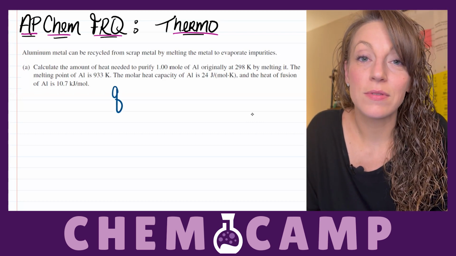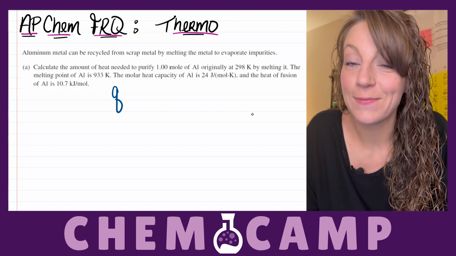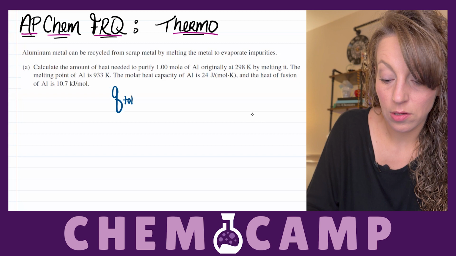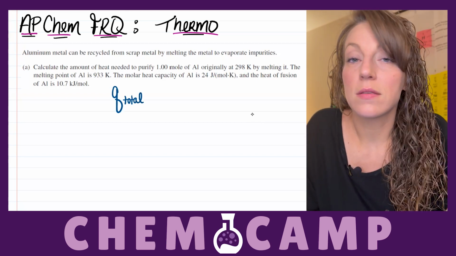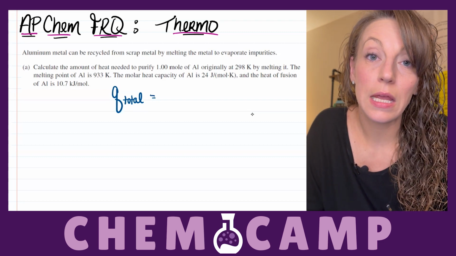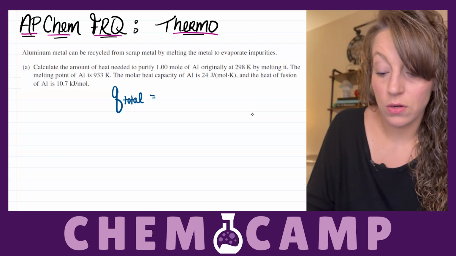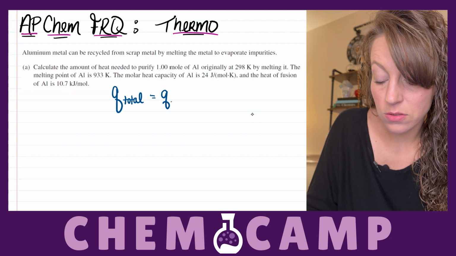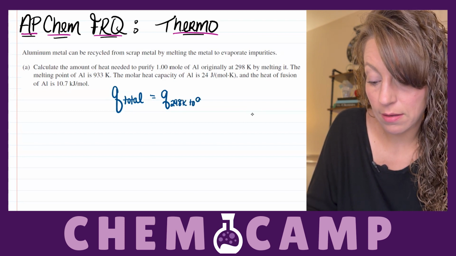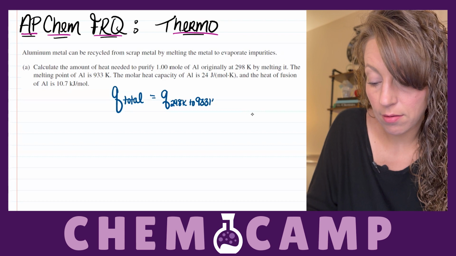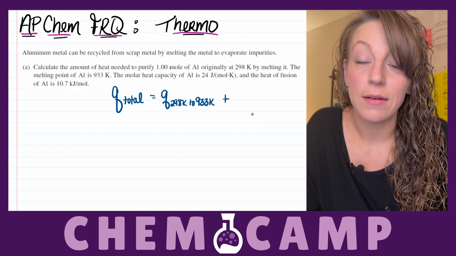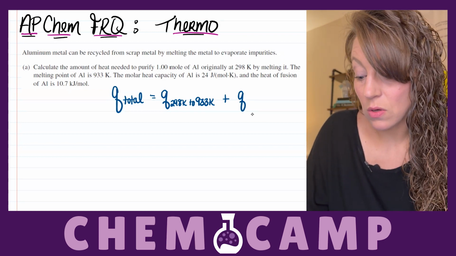Now, heat is represented by the lowercase letter q here. Believe it or not, though, we're actually looking for total heat, because there's two processes going on here. The first process is heating the metal from 298 Kelvin to 933 Kelvin, and that's going to require a certain amount of heat. Then the second step is actually melting the metal, and that's going to require its own set of heat.